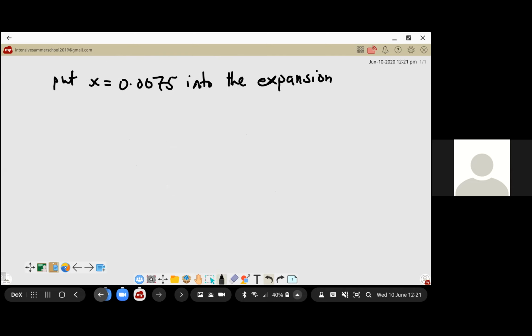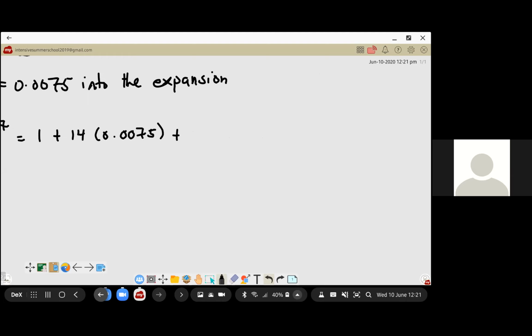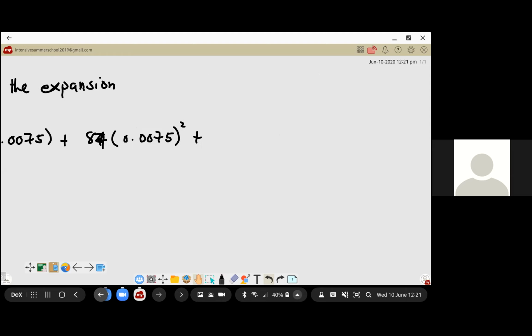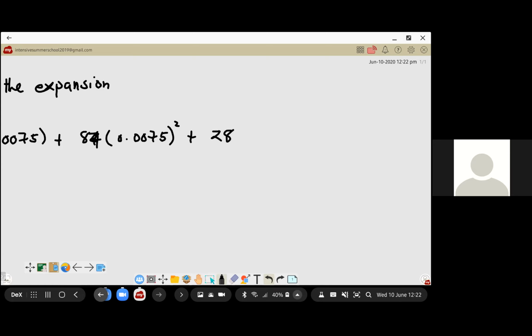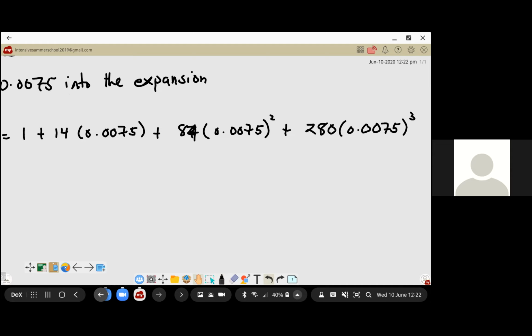So it's going to be 1 plus 0.015 raised to the power 7 is equal to 1 plus 14 into bracket 0.0075, plus the next one, 84 x squared, so 84 into bracket 0.0075 all squared, plus the next number, 280 into bracket 0.0075 all cubed.